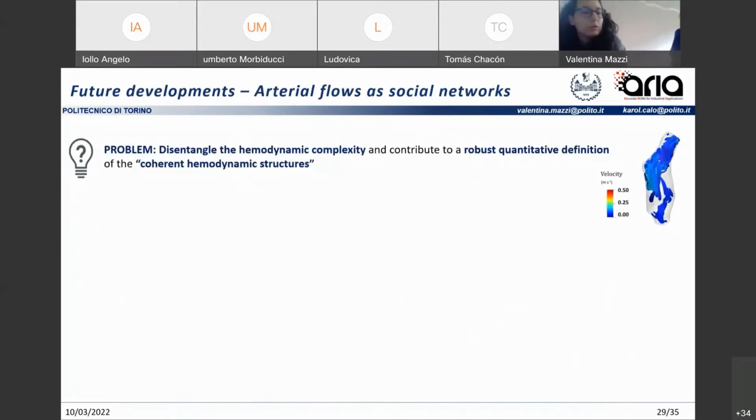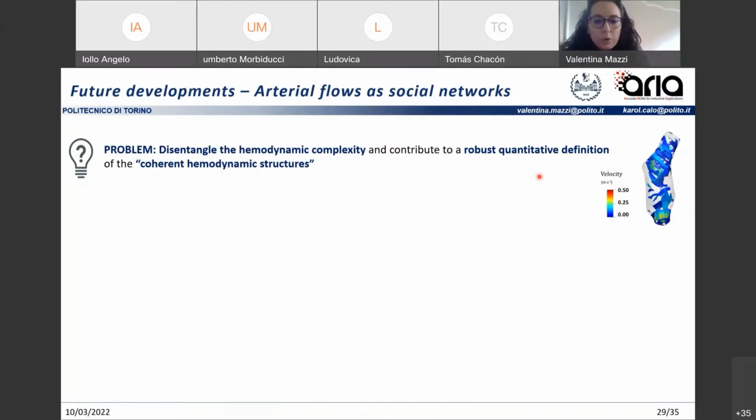Okay, to conclude, we wanted to show you a possible future development of this study. Very recently, we developed another advanced tool for hemodynamic characterization, motivated by the need to disentangle the complexity of 4D hemodynamic flows and to provide a robust quantitative definition to the so-called coherent hemodynamic structures, which are those structures where a fundamental hemodynamic quantity shows a significant correlation over a range of space and/or time.